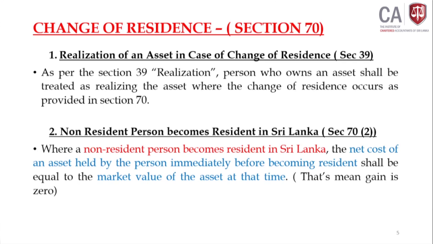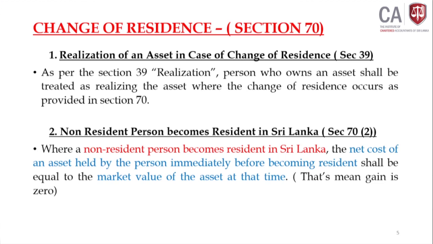Now in section 70, two situations are given under the change of residence. We will look at them one by one. Come to the first paragraph, which is how it comes. Under section 39 subparagraph F, it refers to the realization at the time of change of residence under section 70. Then we have to look at what the tax implication is if realized like that.